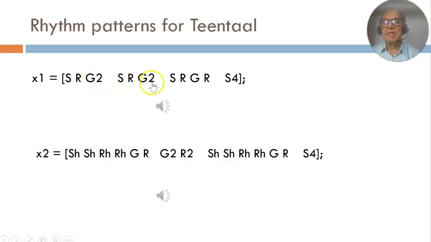And then this is repeated. So when it is repeated, you are coming back to S. So S R G2, you come back to S. So you are sort of able to distinguish the second measure from the first measure. You get a sense of it. The second measure is identical to the first measure in terms of your notations.